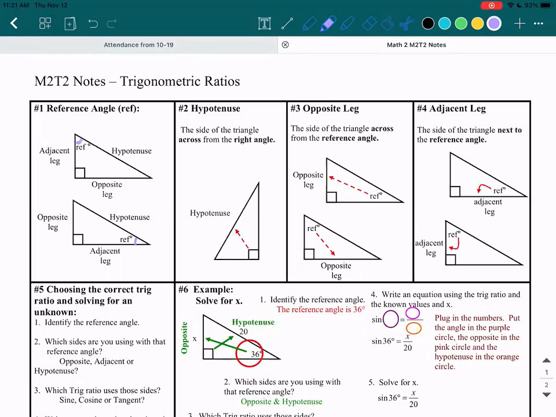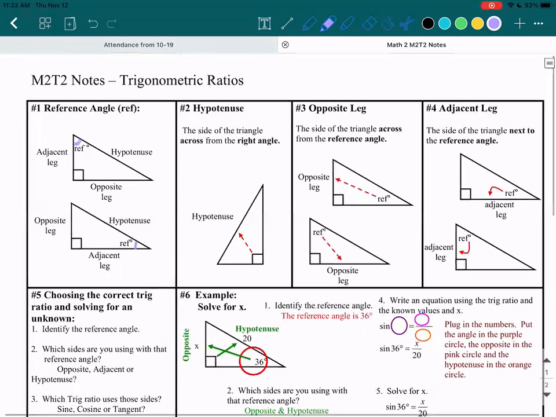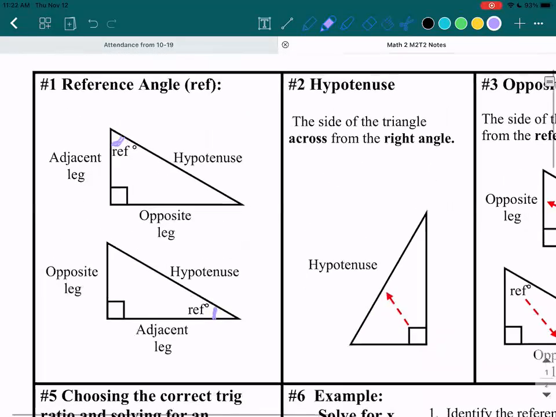And then there are going to be parts of the triangle that are based on the reference angle. When I say part, I mean the side of the triangle. The first side that we are going to talk about is the hypotenuse. In box number 2, we have the side of the triangle across from the right angle. In a right triangle, you have a right angle, and directly across from that is the hypotenuse. The hypotenuse of a right triangle does not change no matter what, okay? It will always be the one across from the right angle.